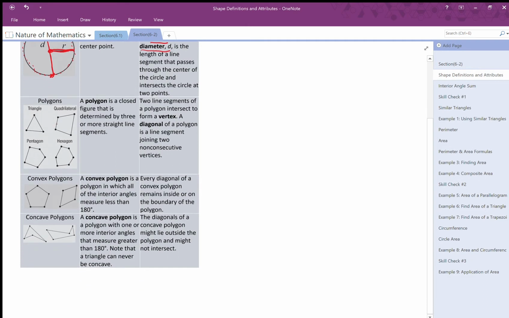Polygons are defined as closed figures. They can have 3 or more straight segments that create their figure. Just to show you, if I have a curved figure with straight figures, this is not a polygon. All of the sides must be straight edges.